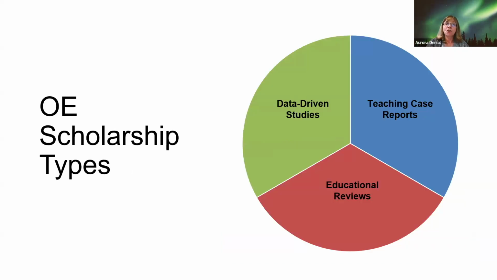So let's get down to talking about different types of optometric education scholarly material. There are certainly data-driven studies, which we are all familiar with. Educational reviews, which are very similar to a systematic review. And then teaching case reports, which are a little bit different, I think, than a regular clinical case report. We'll definitely go into a little more detail about that.